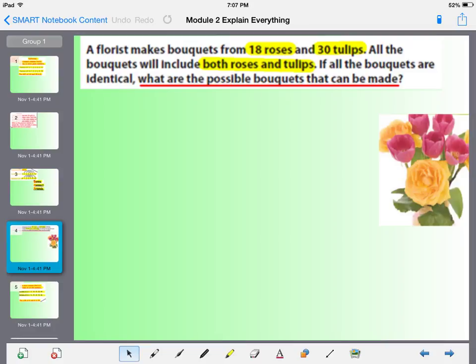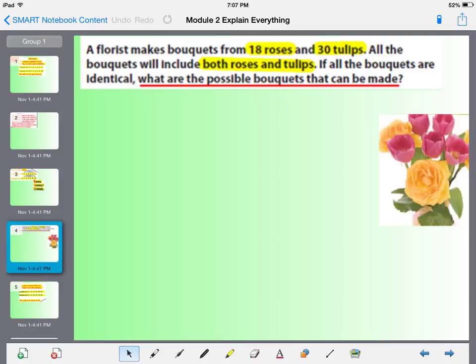Now let's think about this, because remember I told you guys that my brother takes his job very seriously. So he doesn't want to make any mistakes. And if someone is asking him for arrangements that have an equal number of roses and tulips, they don't want any mistakes. So they don't want a bouquet that has more roses than tulips and vice versa. So how are we going to make this happen? Remember that GCF deals with grouping.